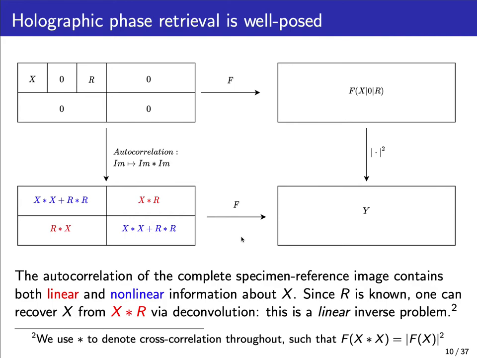Holographic phase retrieval is well posed because when we take these Fourier magnitudes, what's happening in real space is we're computing the autocorrelation of this full image, which includes both X unknown and R known. And if X and R have this appropriate 0 spacing between them, what happens in the autocorrelation is that these linear parts shown in red, which are linear measurements of X, so X correlated with R, are separated from the other parts of the autocorrelation, which are nonlinear. And in fact, this becomes a linear inverse problem even if you restrict only to these red quadrants of the measurements.